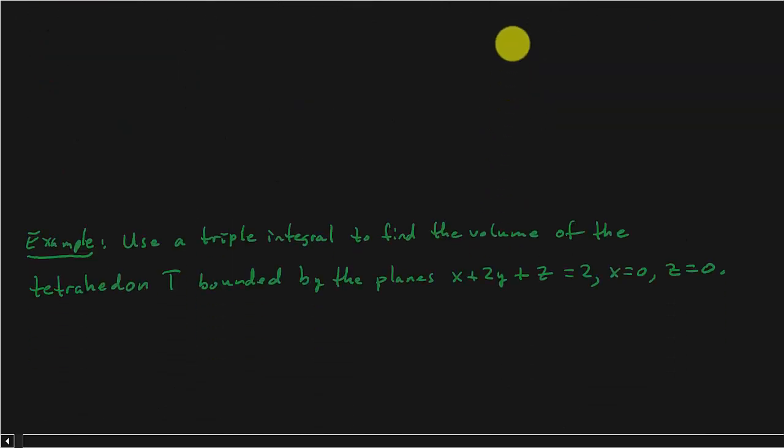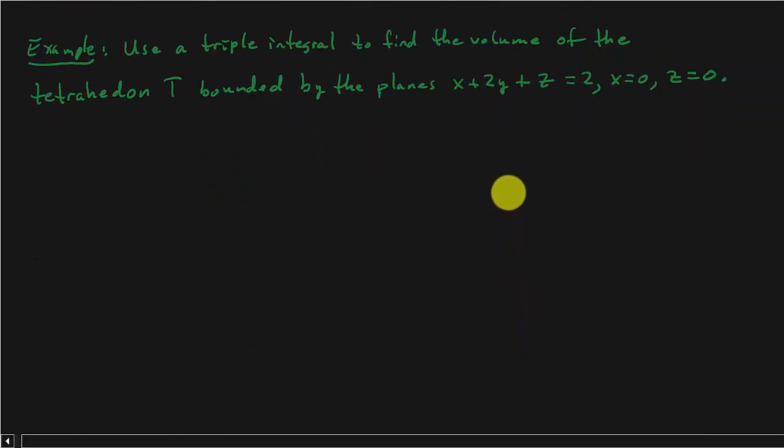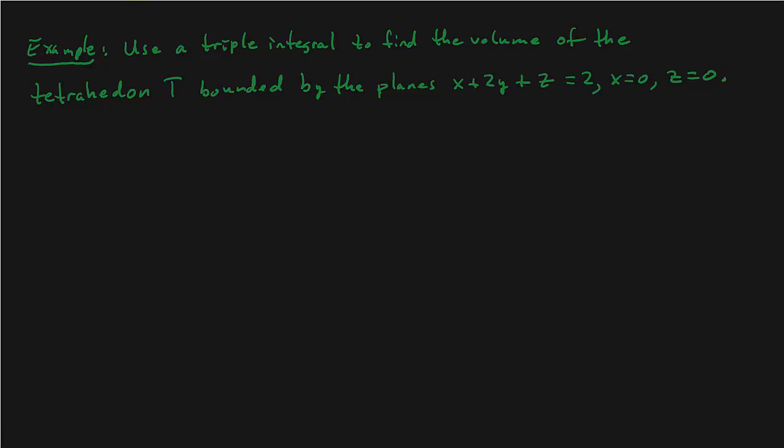All right, so let's look at this next example. I think we got two more examples to do. All right, so use a triple integral to find the volume of the tetrahedron T bounded by the planes x plus 2y plus z equals 2, x equals 0, and z equals 0. All right, so first thing, let's draw a picture of it.